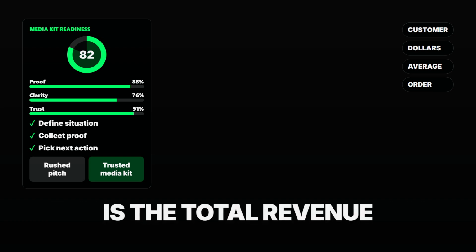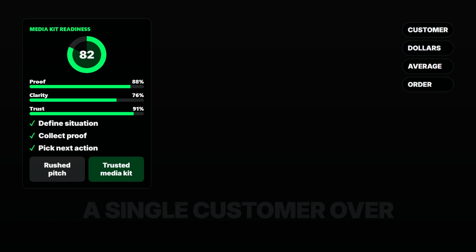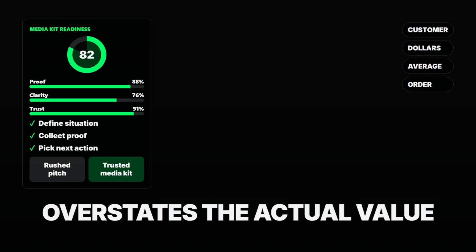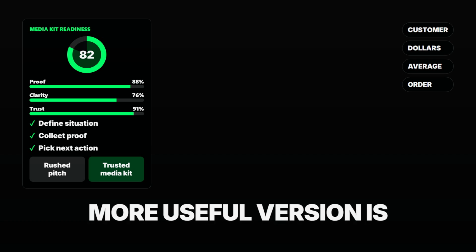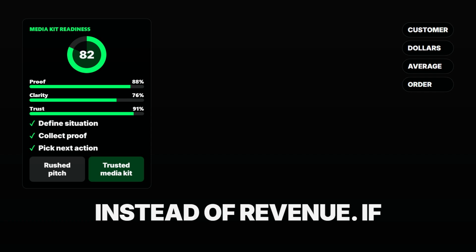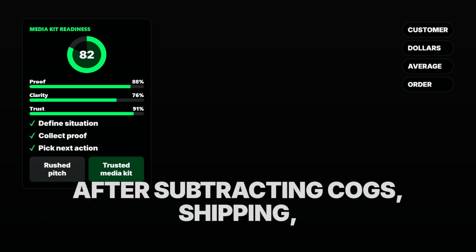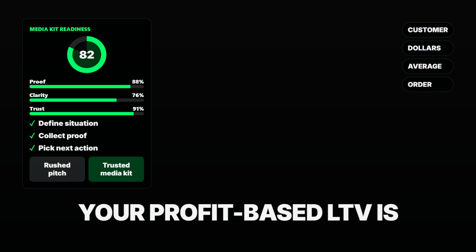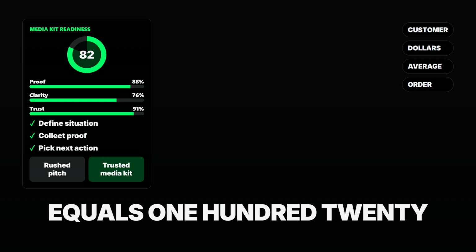However, revenue-based LTV overstates the actual value because it does not account for costs. A more useful version is profit-based LTV, which uses contribution margin per order instead of revenue. If your contribution margin per order is $12 after subtracting COGS, shipping, payment fees, and packaging, your profit-based LTV is 12 times 4 times 2.5, which equals $120. That $120 is the actual profit the customer generates over their lifetime.